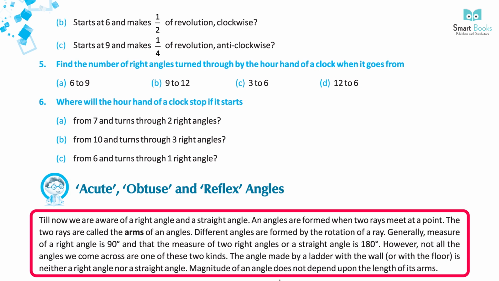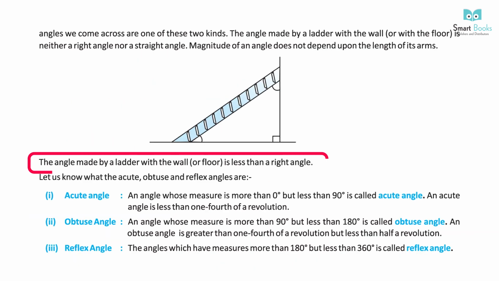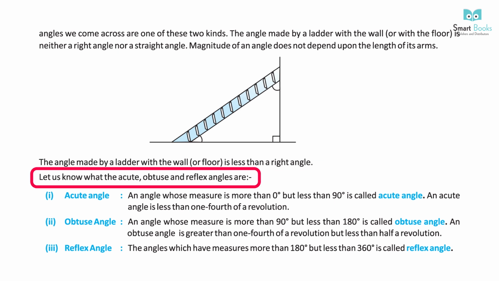The angle made by a ladder with the wall or with the floor is neither a right angle nor a straight angle. The magnitude of an angle does not depend upon the length of its arms. The angle made by a ladder with the wall or floor is less than a right angle. Let us know what the acute, obtuse and reflex angles are.